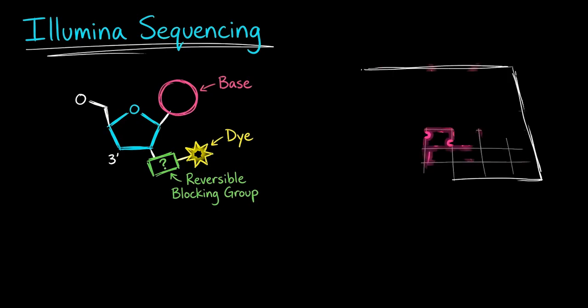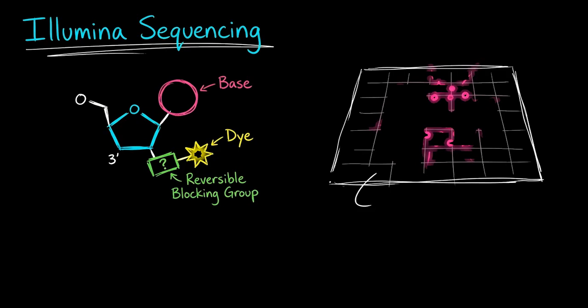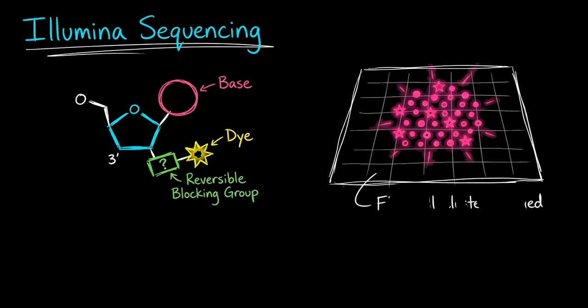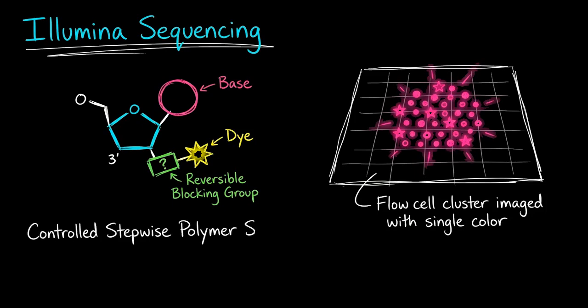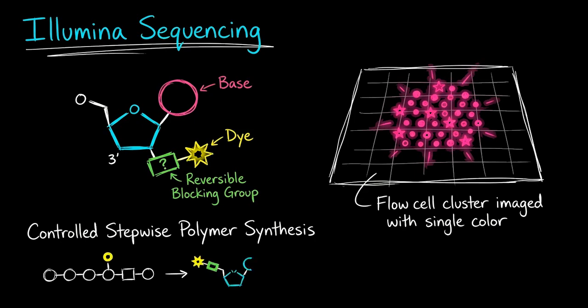After incorporation, the flow cell is imaged, the color at each cluster identifies the base, then the dye and blocking group are chemically removed, restoring the 3' hydroxyl. The cycle repeats. Illumina sequencing is essentially controlled, stepwise polymer synthesis paired with fluorescence detection.